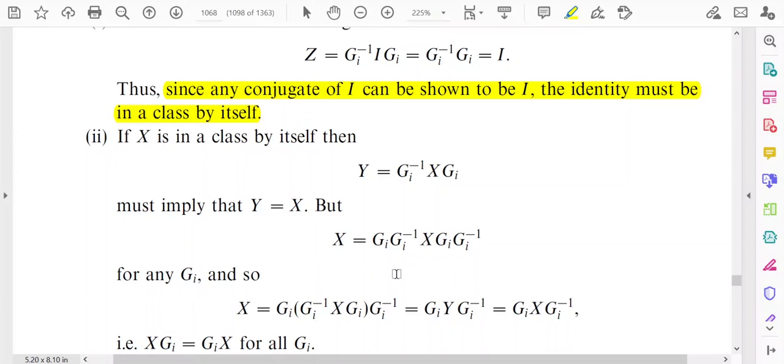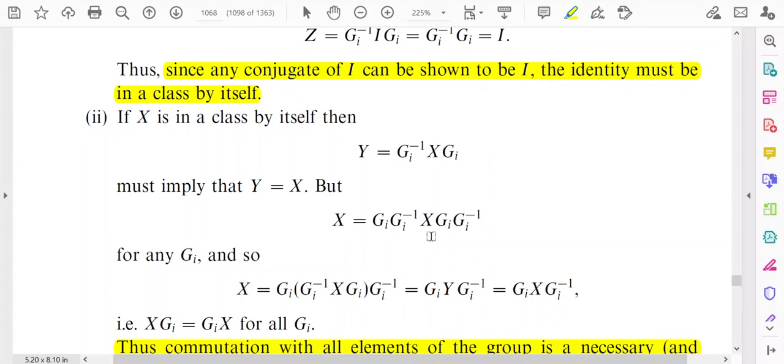And so, as y is equal to this, as per the definition of the equivalence relation, this equation can be written in this way, where we are just putting a bracket in this position, Gi inverse x into Gi, but Gi inverse x into Gi gives I. So, x is equal to Gi y into Gi inverse, which is equal to Gi x into Gi inverse, because y is equal to x.